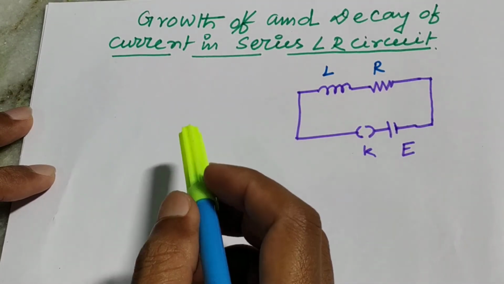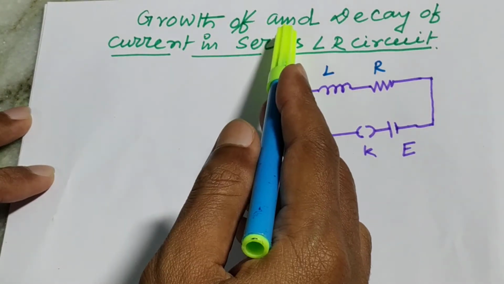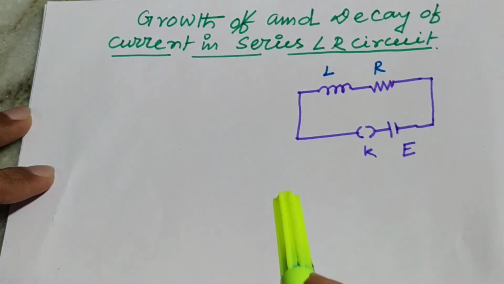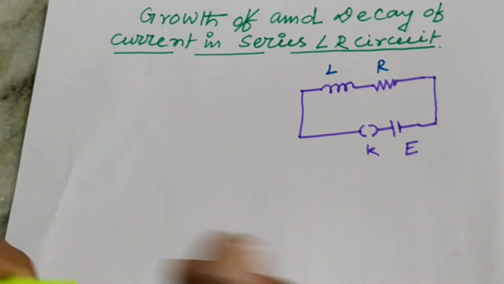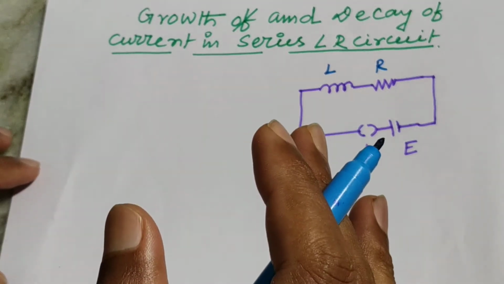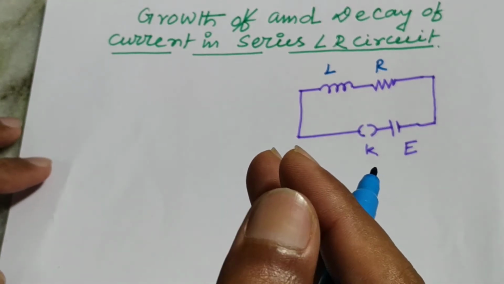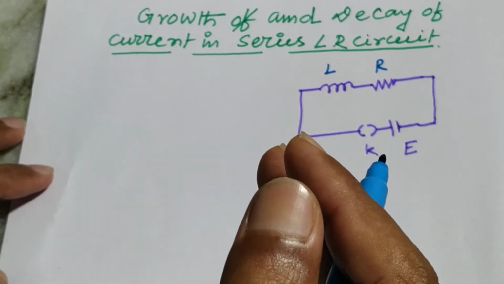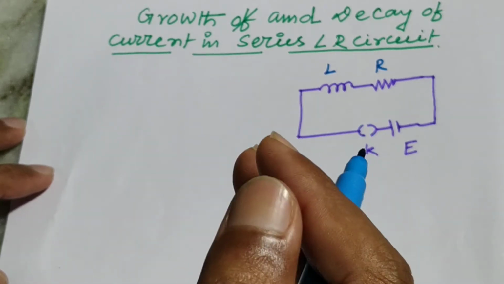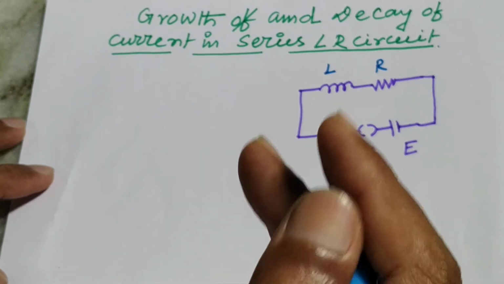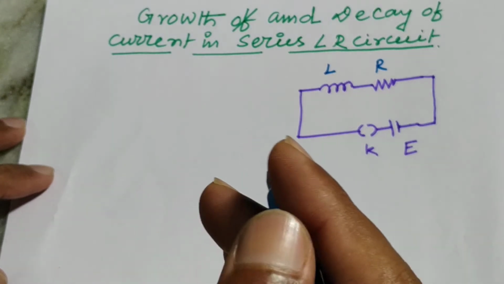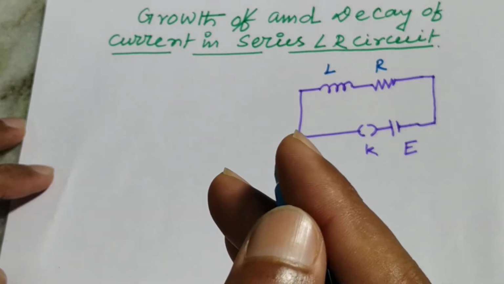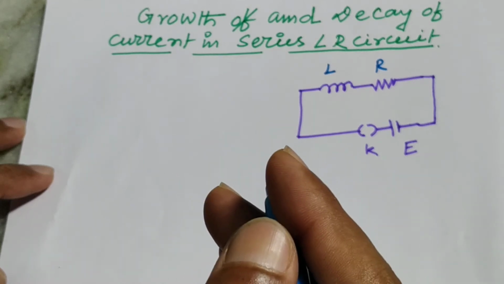In this class, we are going to discuss the growth and decay of current in a series LCR circuit. We know in a circuit consisting of an inductor or capacitor, the current or charge in the circuit does not attain the final maximum value instantaneously after the connection of the steady state voltage source. The circuit takes some time to reach the final maximum value.